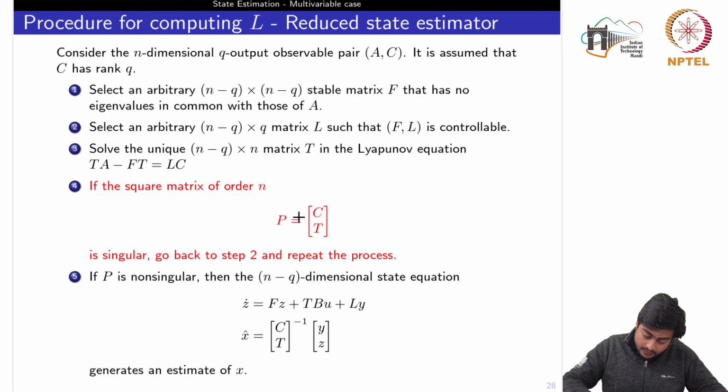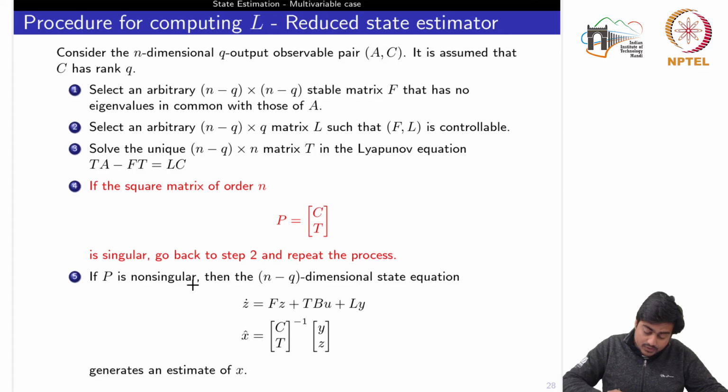Okay, so if you recall that in the single input single output case, we had formed this P matrix as the combined matrix of C and T. So if this square matrix of order n is singular, then we go back to step 2, this one, and repeat the process. Okay, this means that we need to find another L matrix such that if we put that L matrix into this Lyapunov equation, we would obtain another T matrix. Okay, so for some L matrix, this P matrix would definitely be non-singular.